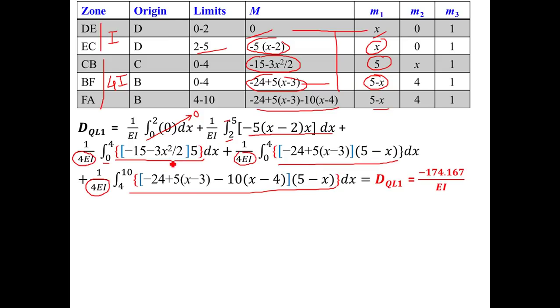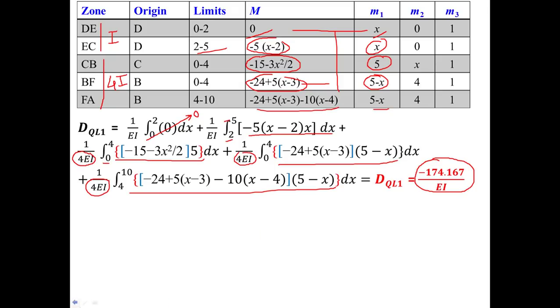If you perform these 4 remaining integrations, because the first integration is 0, and if you add them together, the final answer of dql1 will be minus 174.167 upon EI. Okay, so this is the first element of the dql matrix.